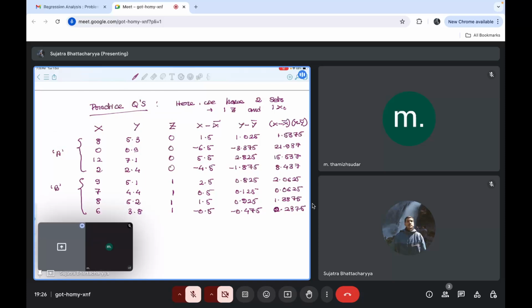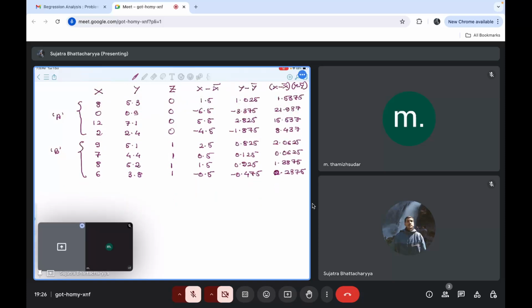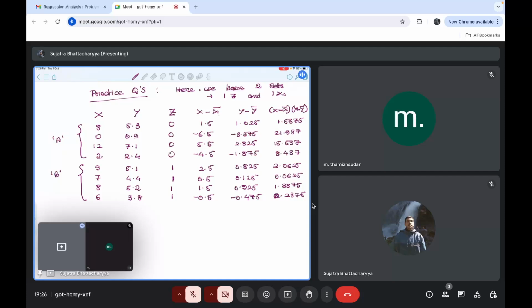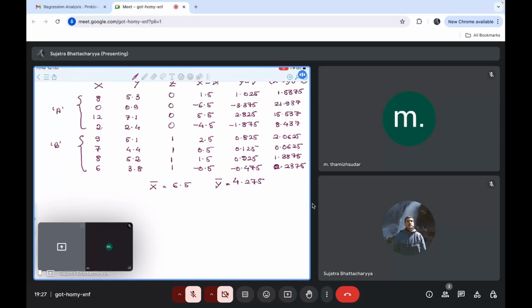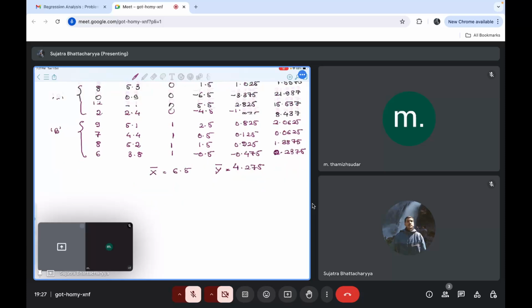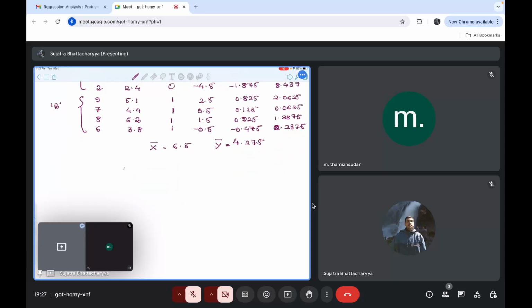Okay, so these are done. And how did I calculate this x minus x bar? You should have x bar, which is 6.5, and y bar, which is 4.275. Based on this, these are calculated. Okay, so what we are trying to do is, first, let us fit a model based on all the data.